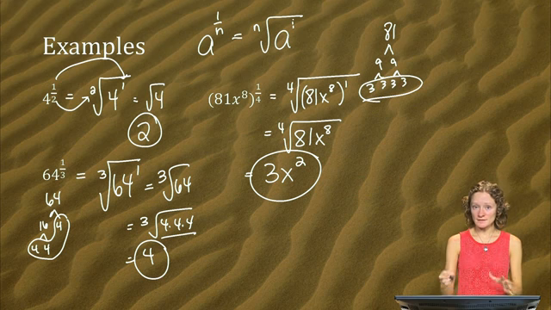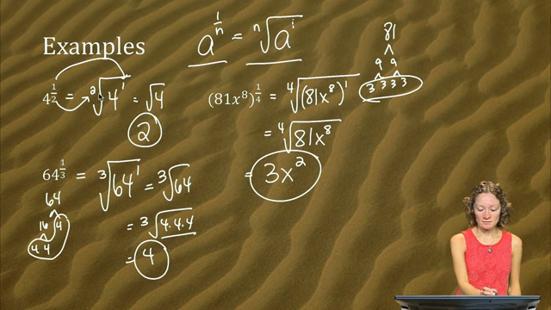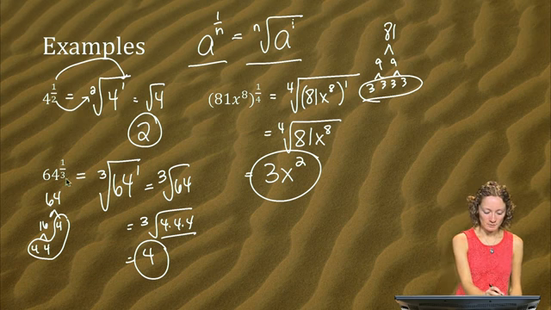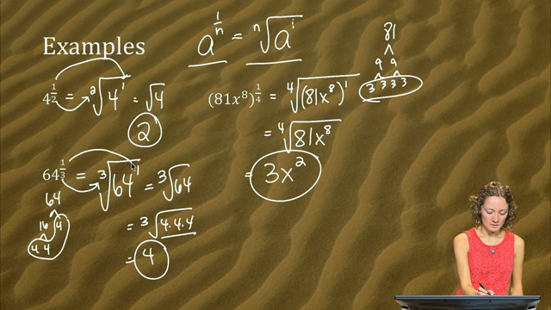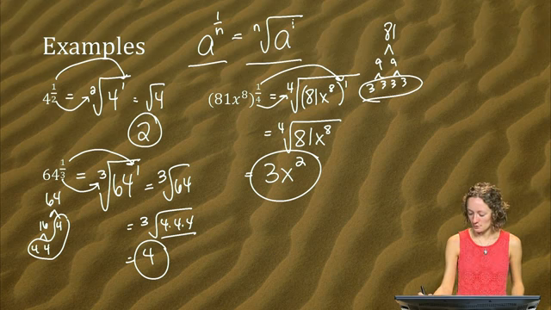So what's new is not the simplifying. What's new is making this change. The denominator becomes the index. The numerator is the exponent in all problems. Exponent, index, exponent. So there's the first rule.